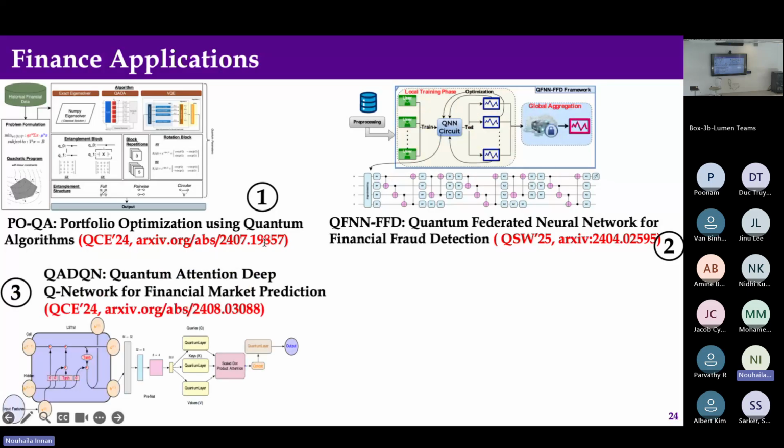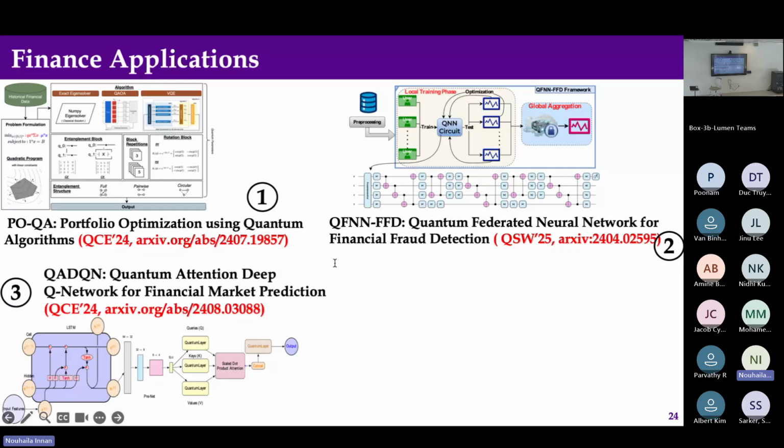Another application is financial market prediction. Here it's a few different things all together: quantum attention, deep Q networks, which is a bit of reinforcement learning, and also a quantum circuit. So here we use the VQC inside a traditional deep Q learning. It's always hybrid. You start from a pipeline that has been done classically, then you start switching step by step into the quantum side.